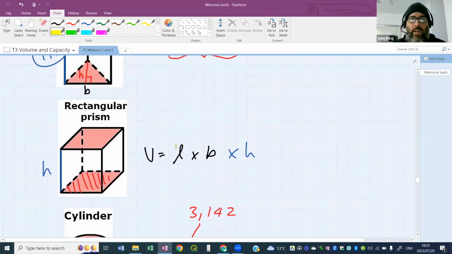Then the one in the middle is a rectangular prism. This is the easier one: length times breadth times height. And this part of the formula, length times breadth, is the area of the base shape, which can be a square or a rectangle.